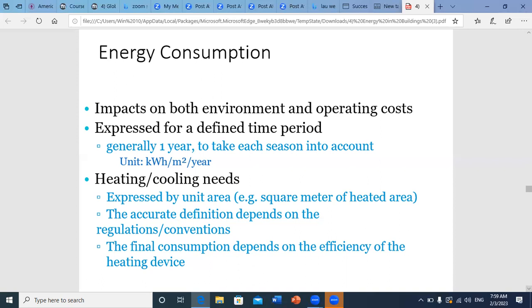And we will always go to standards. For example, you have ASHRAE standards that study different regions and give recommendations of heating and cooling needs for different regions. So here we should always abide by regulation. We should go to standards, energy policies and regulations to have an idea of the goals we should achieve in our design. The final consumption will depend, of course, on the efficiency of the heating device. That's why working on increased efficiency of devices will lead to a reduction of energy consumption.